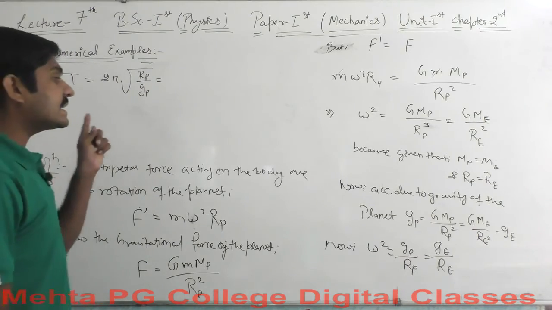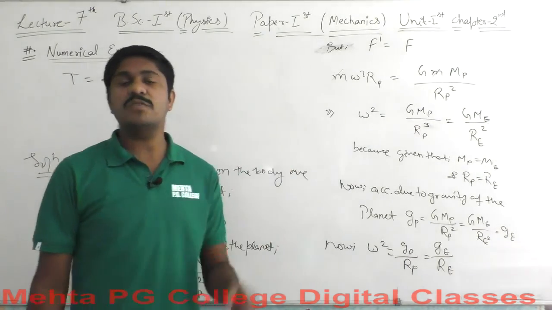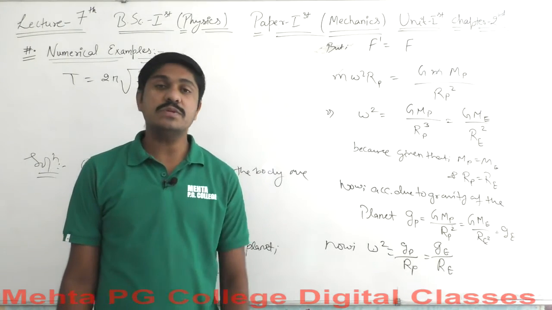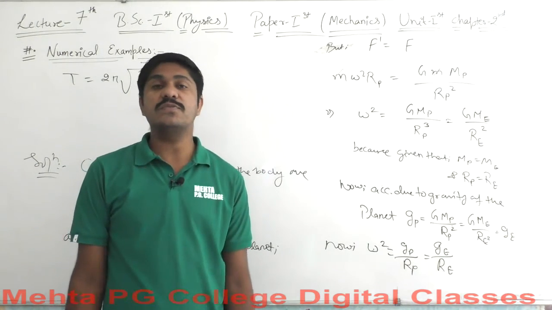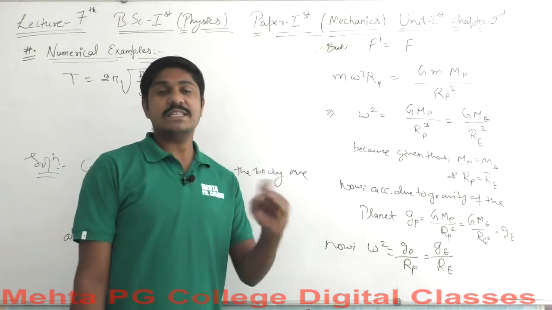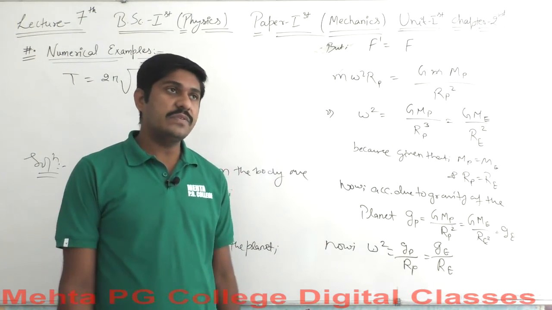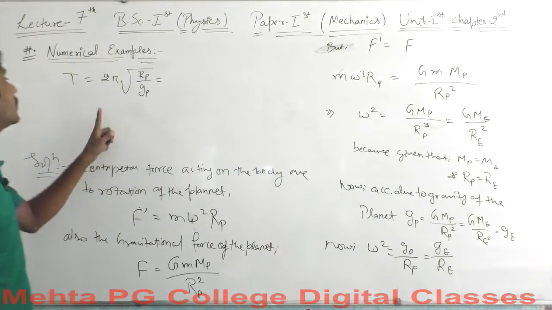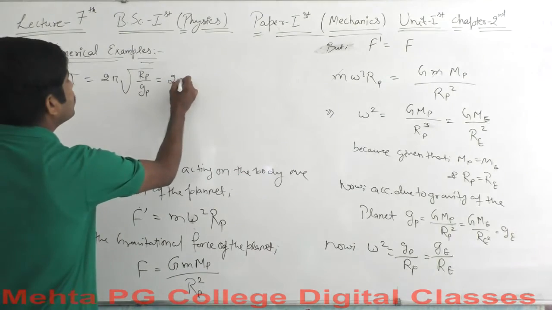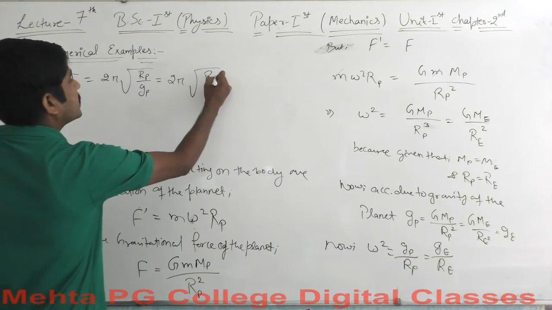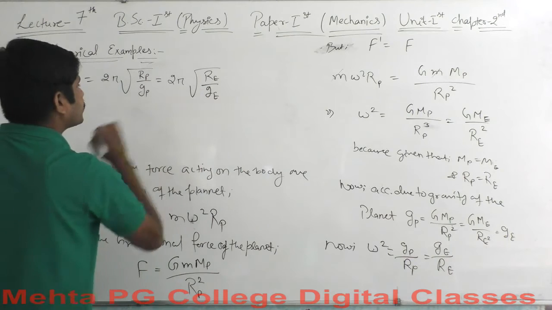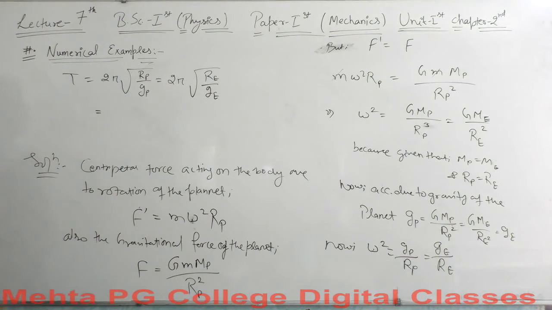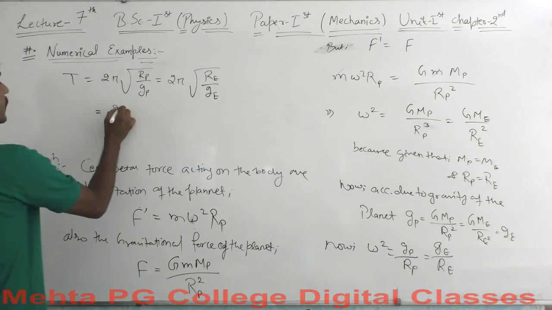If you are wondering where these formulas come from, I would recommend that you go and check out the concept of planetary motion discussed in the 11th class, in which you studied Kepler's laws of motion and all those things. In the same chapter you will find these formulas also. So this is 2 pi under the root re over ge, and the 2 pi remains the 2 pi here.